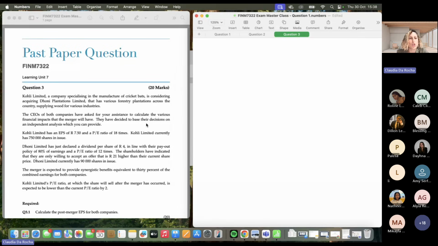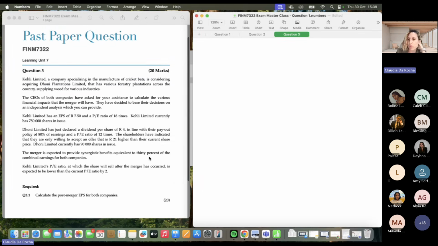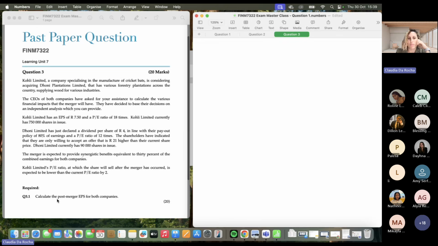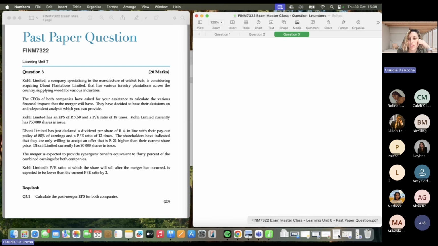Alrighty, so this is a past paper question for learning unit 7, which is mergers. With mergers, we have a whole bunch of calculations or formulas. This one is asking to calculate the post-merger EPS for both companies. So obviously there's an acquiring and a targeting company. We need to calculate the post-merger EPS.